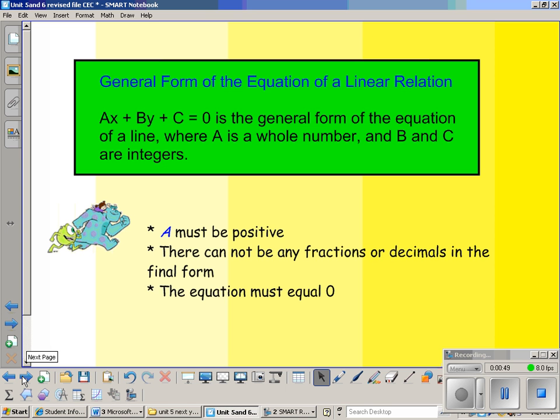Now, the general form of an equation of a linear relation is ax plus by plus c equals 0, where a is a whole number and b and c are integers. So the rules are, a must be positive. There cannot be any fractions or decimals in the final form, and the equation must equal 0.